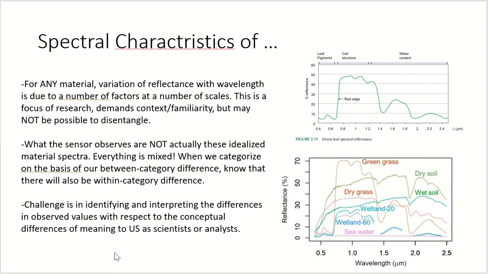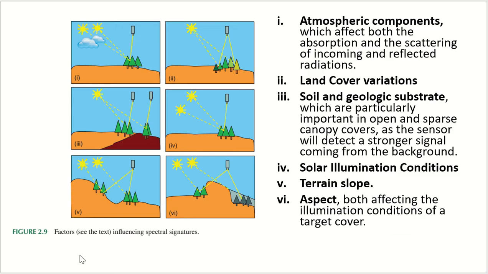And so the challenge is identifying and interpreting the differences in our observations with respect to the conceptual differences of meaning. And so what I mean there is just setting up what categories are we interested in, whoever made this figure, interested in wetlands, green and dry grass, soils. Think about what we're interested in and whether or not we're able to really disentangle it based on what we can see. Going back to here, figure 2.9.